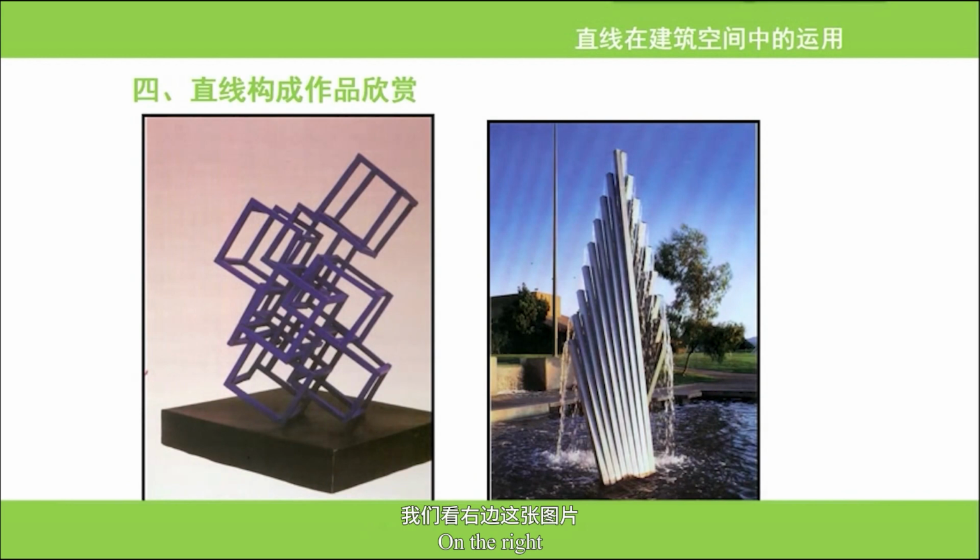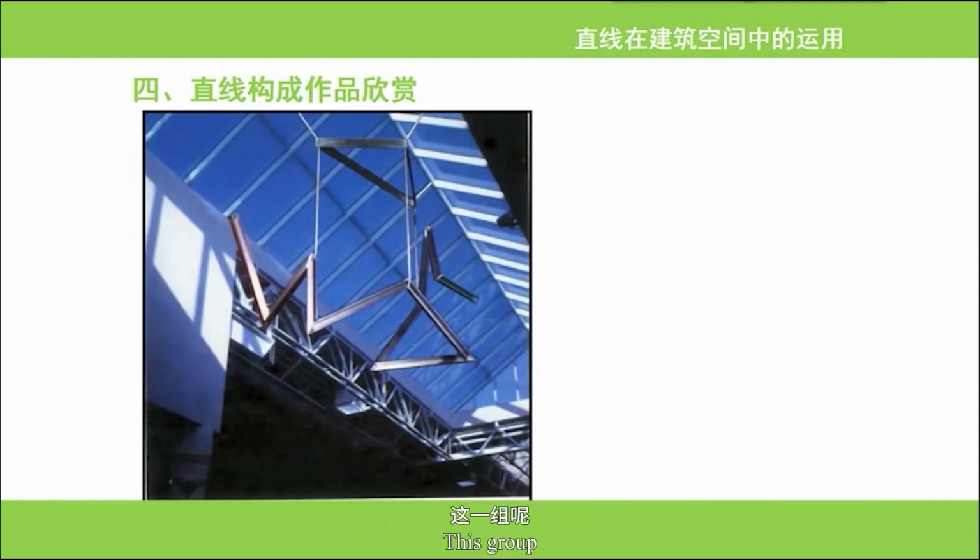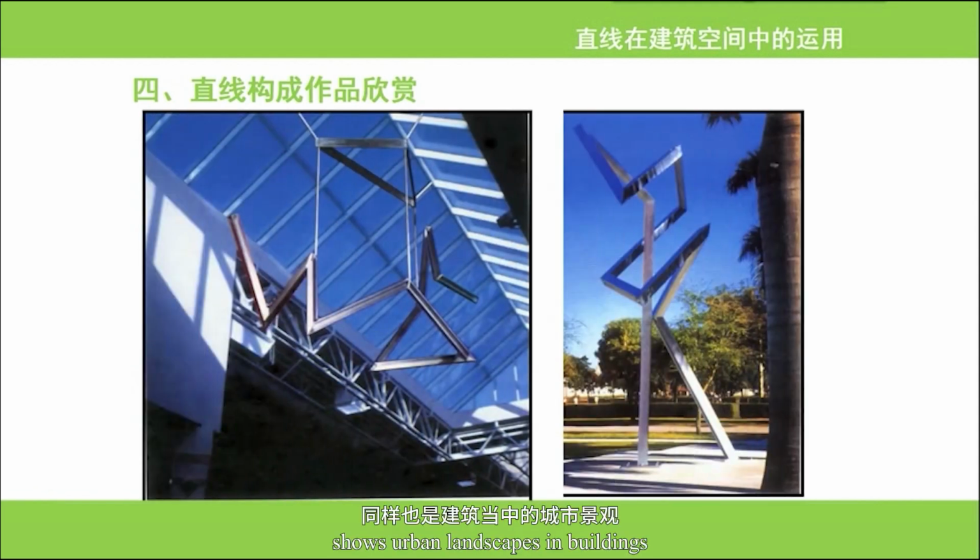On the right, it's a landscape in a fountain pool. This work is very interesting and full of vitality, making the landscape eye-catching. This group shows urban landscapes in buildings. The composition of straight lines breaks the original rigid feeling and has a better visual effect. The application of straight lines in architectural space needs to be learned through case studies. With case studies, we need to think about the following points.